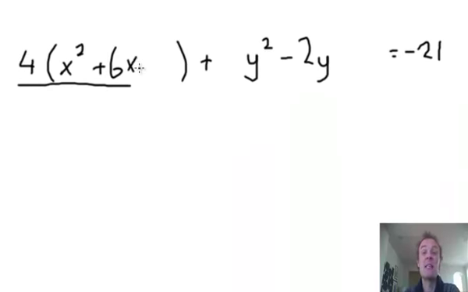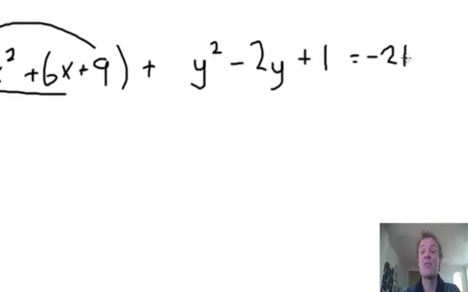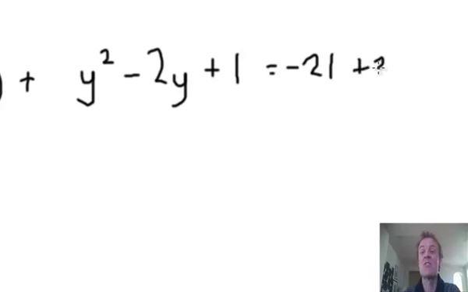Now, if I complete the square, what's half of 6? It's 3. What's 3 squared? It's 9. Over here, what's half of 2? It's 1. What's 1 squared? That's 1. Now look, what have I done to this side? What have I added to this side? I need to add to this side. I haven't just added 9. I've added 4 lots of 9. I've added 36. So I've got to add 36 to this side. This one's okay, it's just 1. So add a 1.